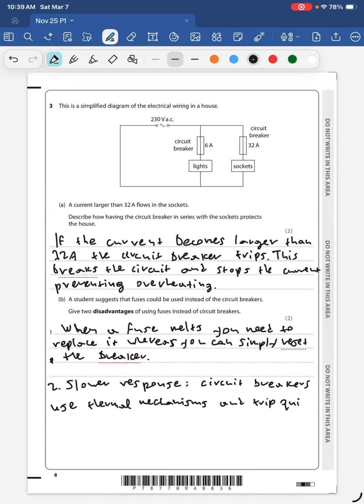And trip quickly, whereas fuses need to melt, which takes longer.